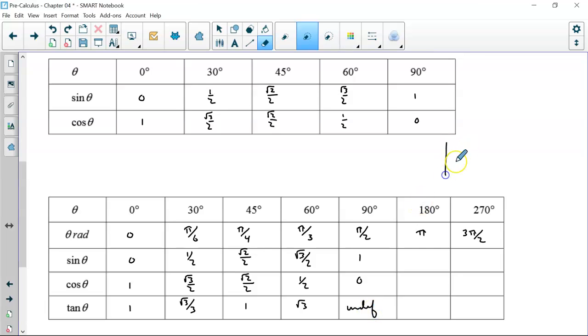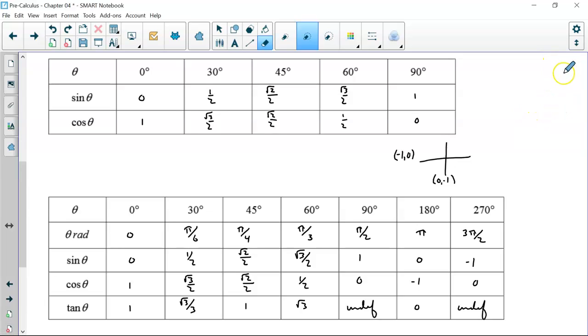When we're at 180, we're at negative 1, 0. So for the sine, 0. For the cosine, negative 1. And for the tangent, 0. 3 pi over 2, we're at 0, negative 1. My sine is the y, negative 1. My cosine is 0. And my tangent is undefined. And that's just a quick way to fill it out using our known information.